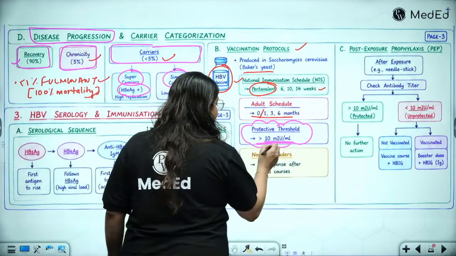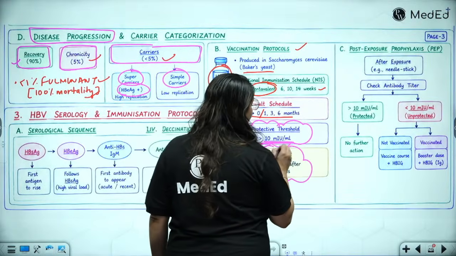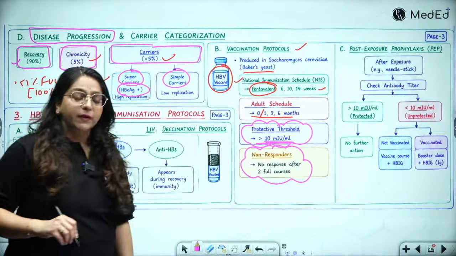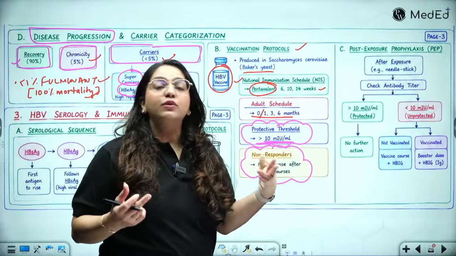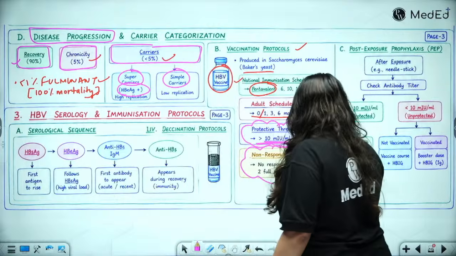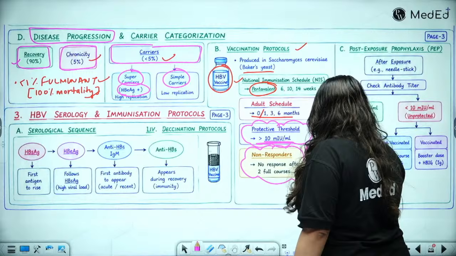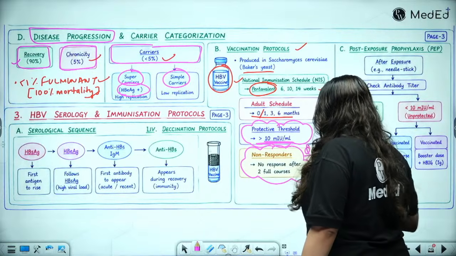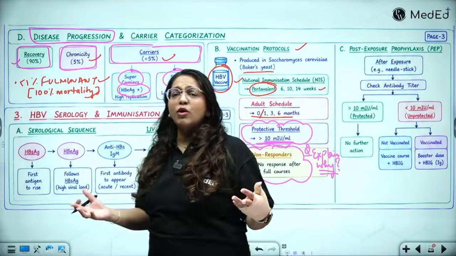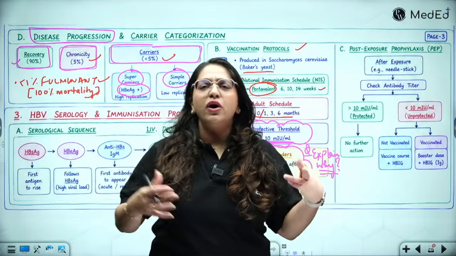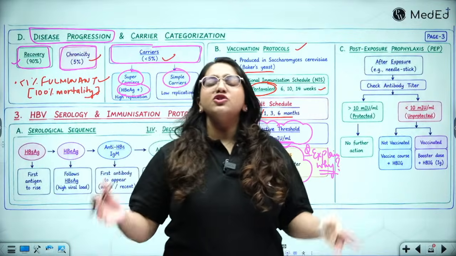And then there are some people who are non-responders. Very important question. So what is a non-responder? Please note that the non-responder question can come as an explain why question. They might ask you, explain why some people don't form antibodies even after taking the schedules, or explain why some people are called non-responders.